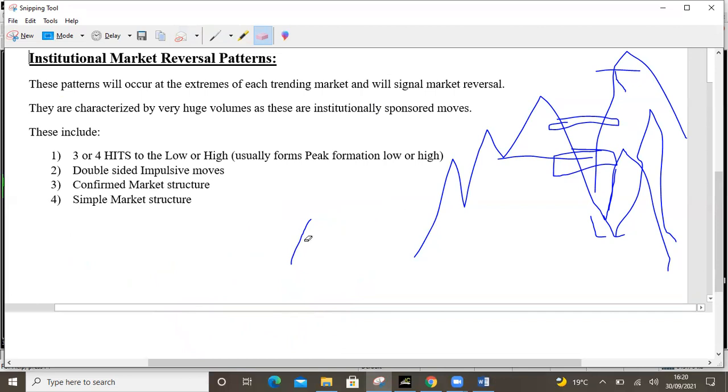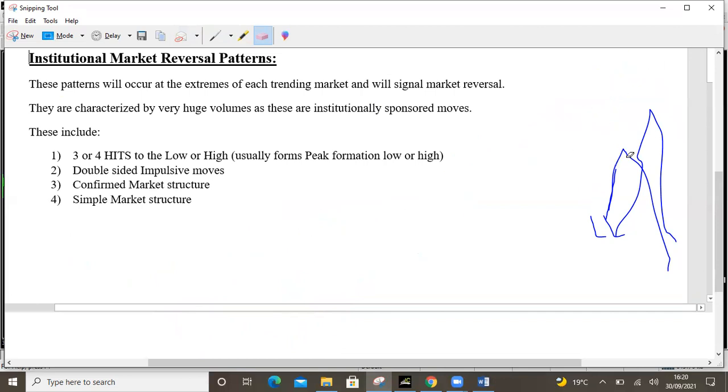With the confirmed market structure, you're waiting for two higher highs or two lower lows. But for simple market structure, you're only dealing with one. Okay, you only wait for the market to break structure, give you either a higher high or a lower low. After retesting, now you're free to join.